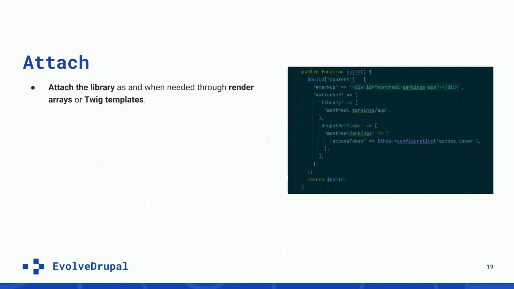The first way is to include it into the render array, as you can see in here. So basically we just need an empty div, which is a mounting point. This is an entry point where you can put your React component in there. And then we attach the front-end library, which is montreal_parking/app. We can even pass data from Drupal into the app. Here we demonstrate passing the access token from Mapbox, from the Drupal configuration, into the component. The second way to attach a library, as we all know, is to use the Twig templates, using the attach_library function.